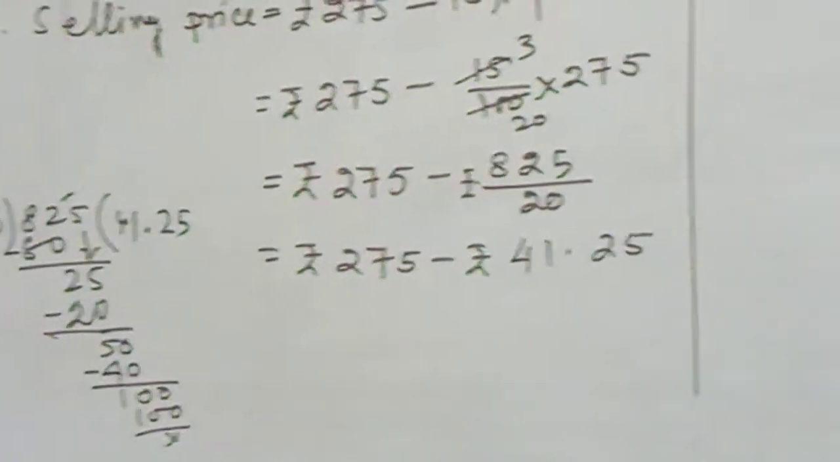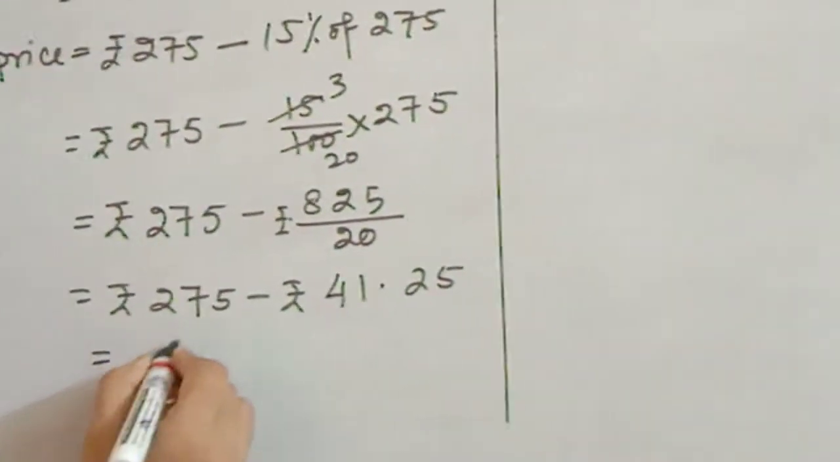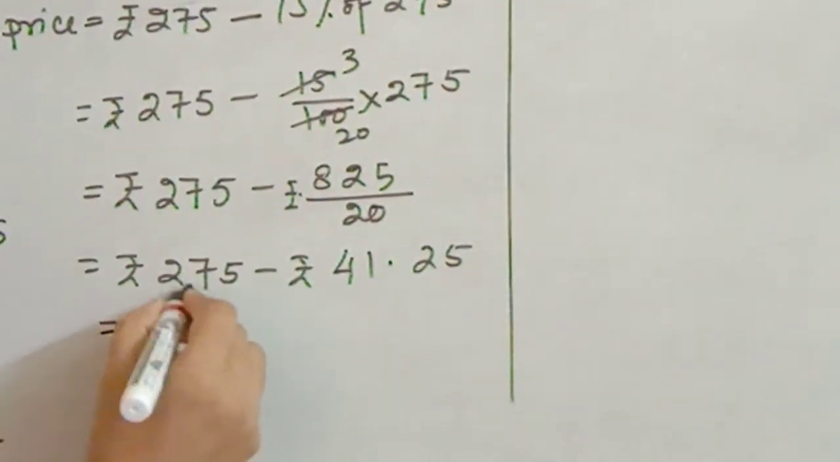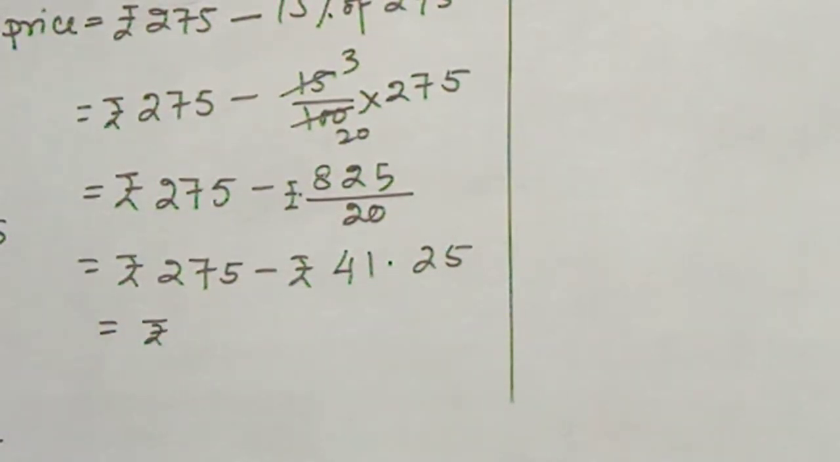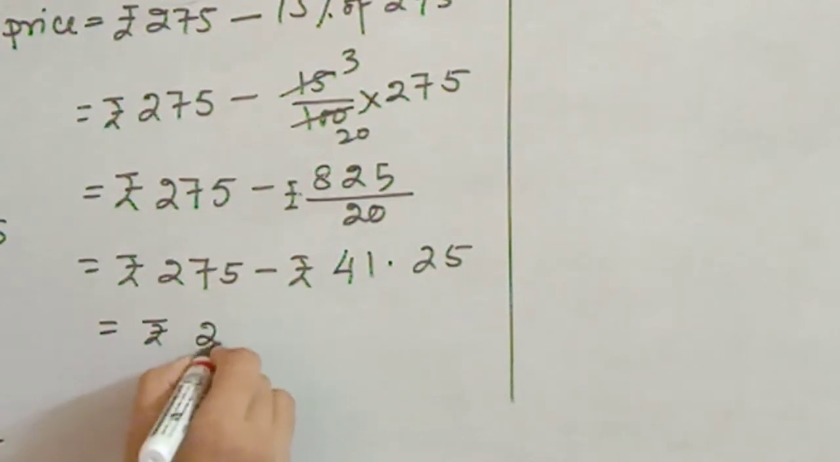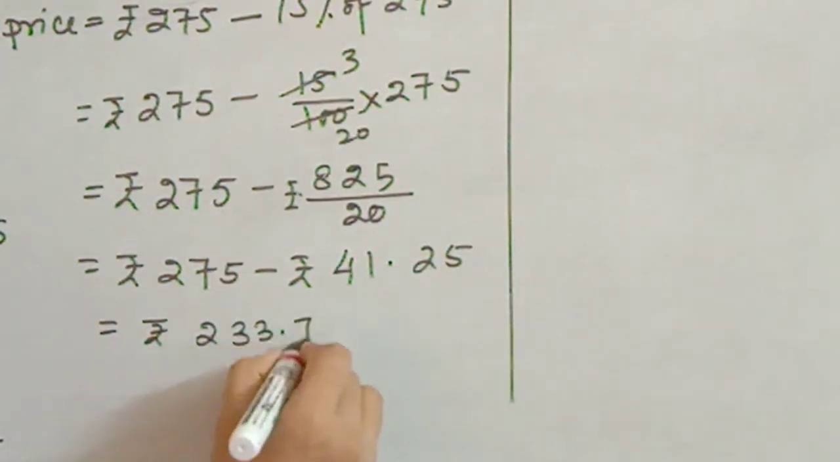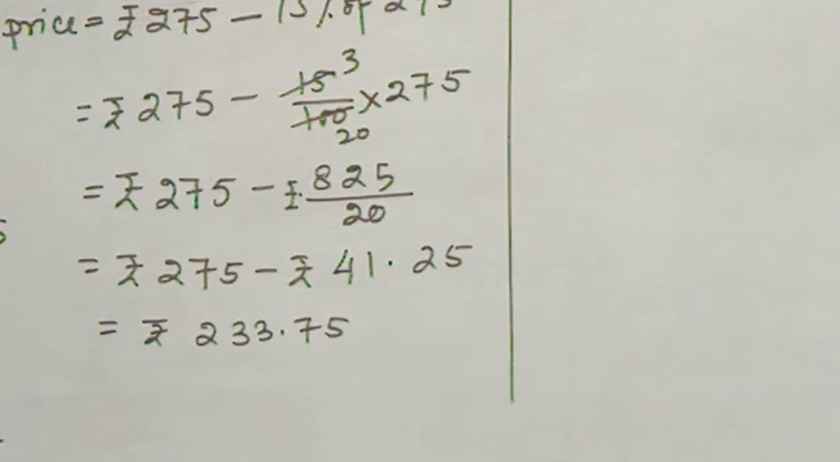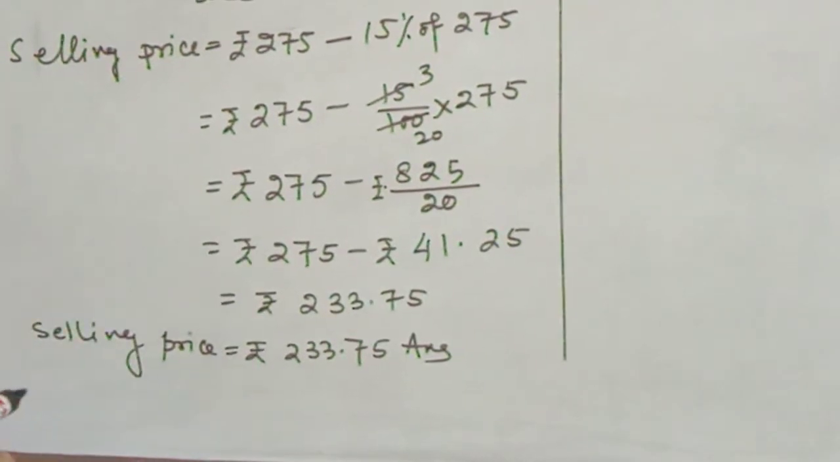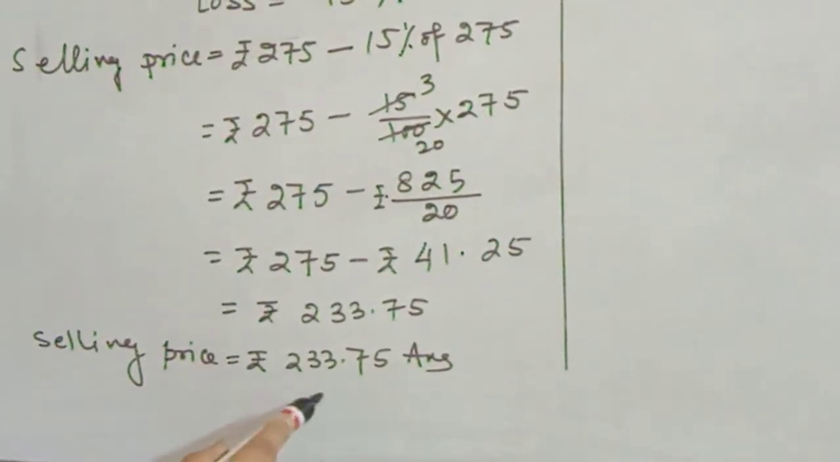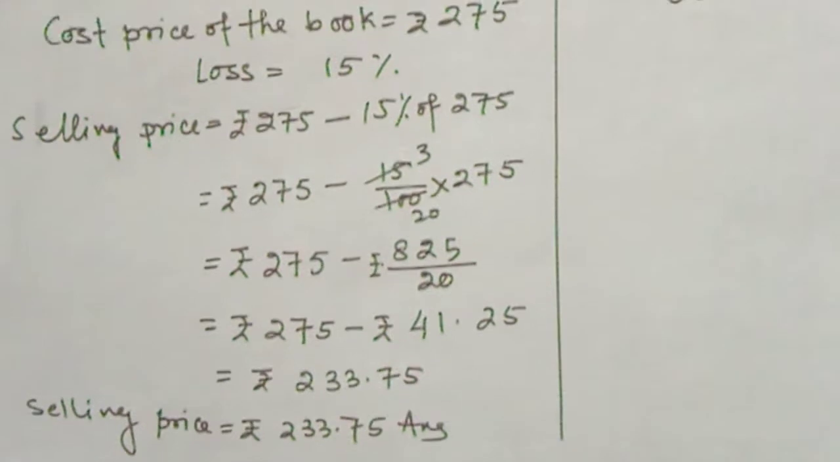line there. Afterwards, therefore the selling price, if you subtract this 275 minus 41.25, you will get rupees 233.75. So this is the selling price of the book. So you have to write the answer separately. Selling price of the book is rupees 233.75.